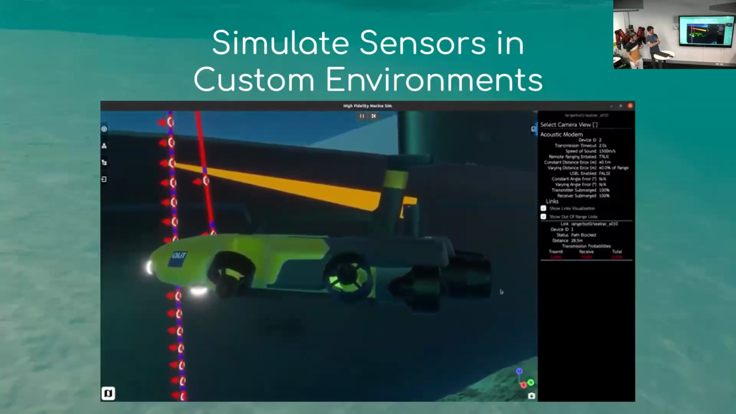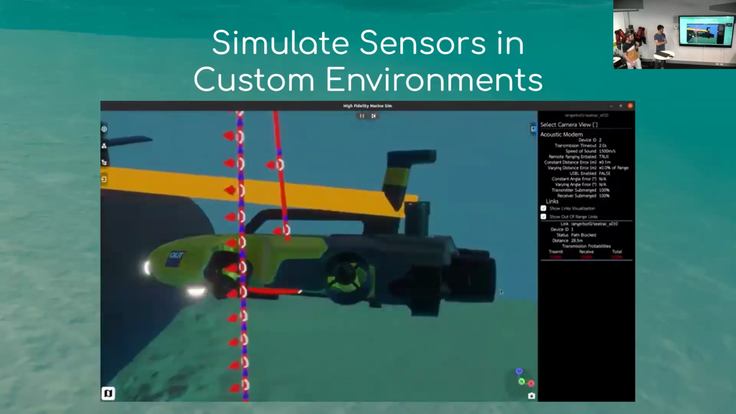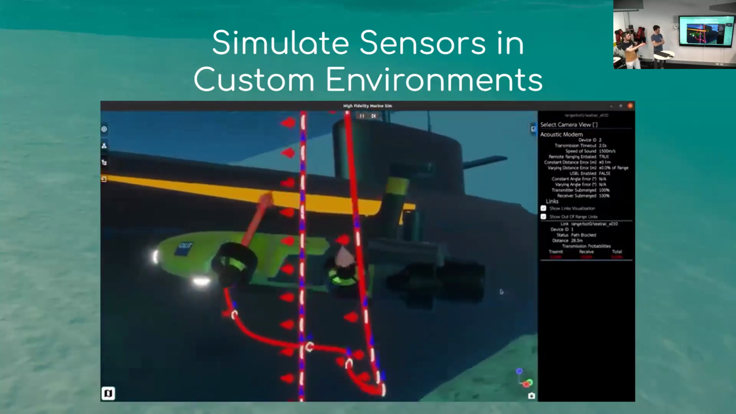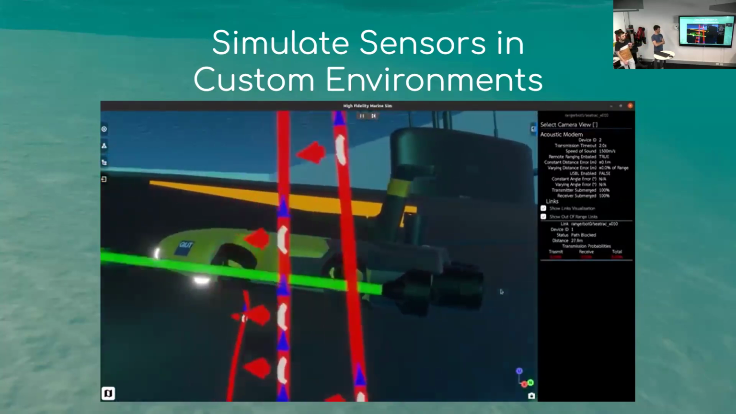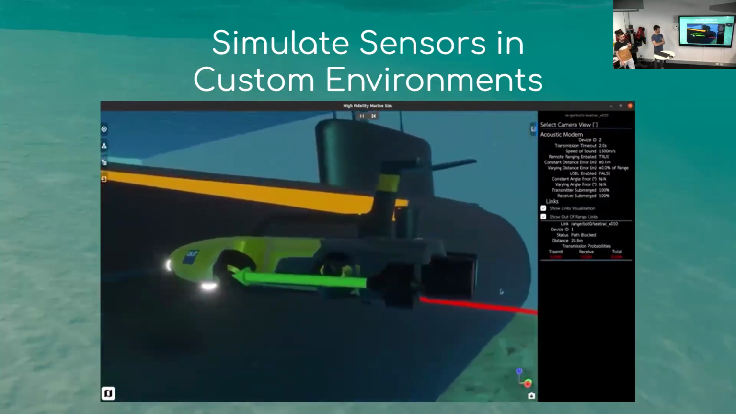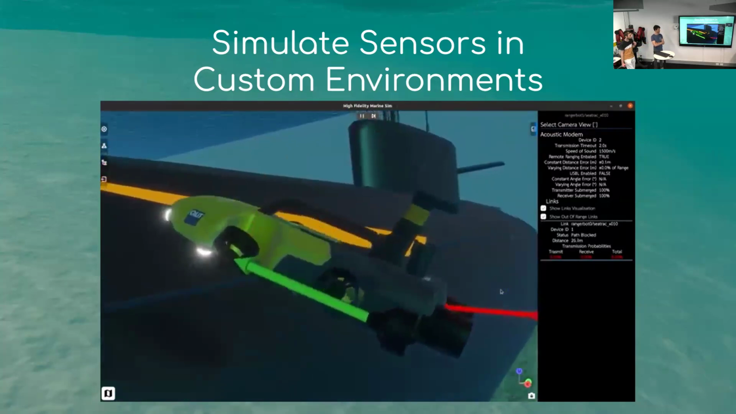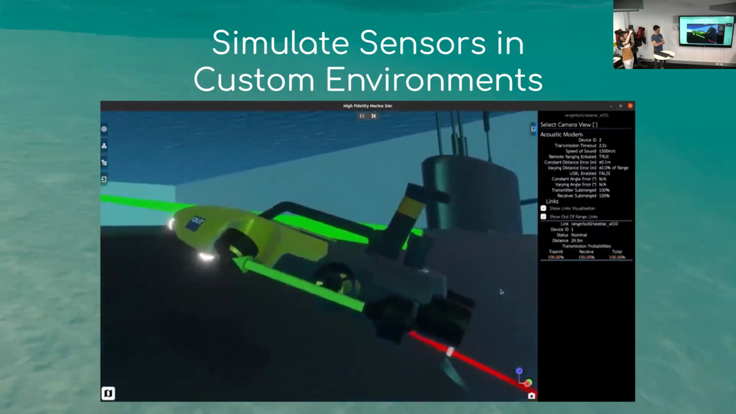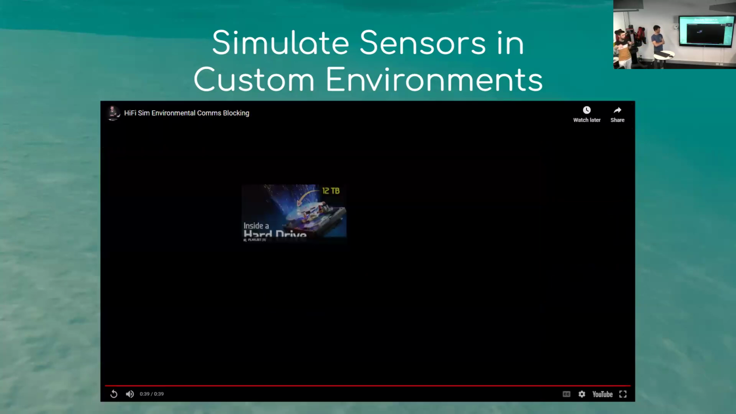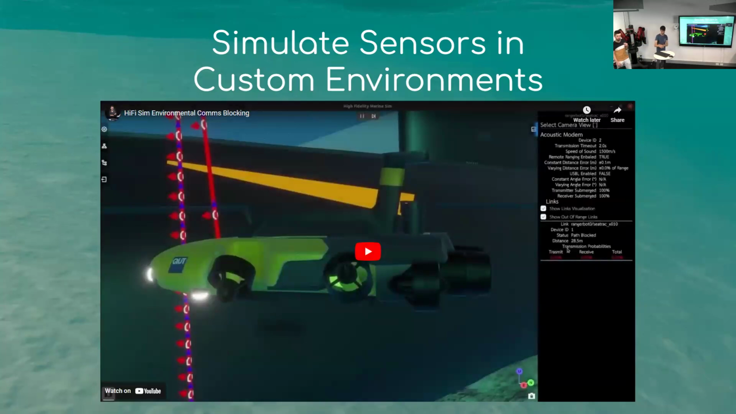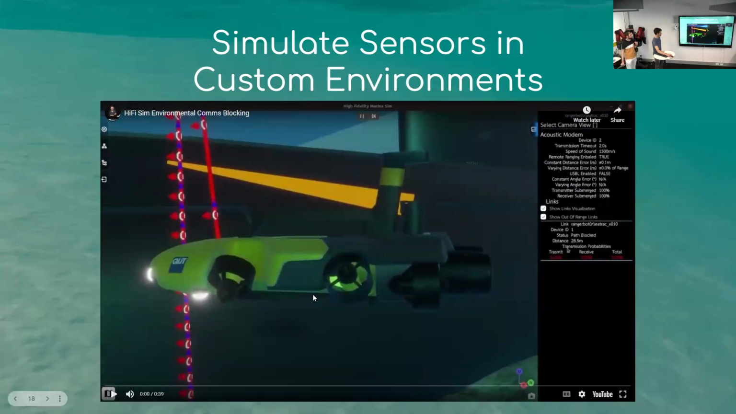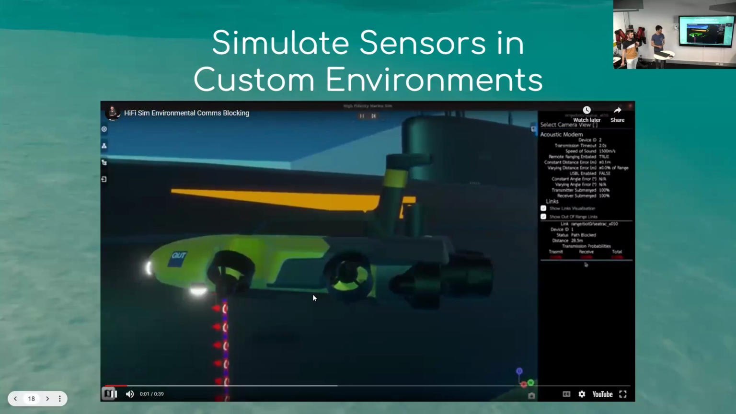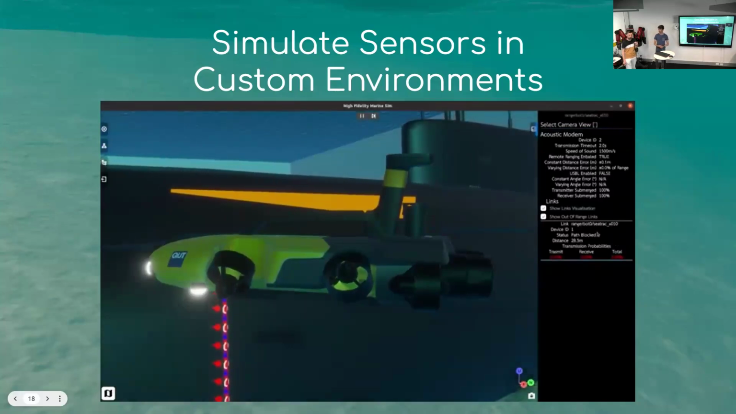Here, this is just a demonstration of when you add physics objects to the scene, you can go crazy, add whatever you want. We added a submarine. This is testing the acoustic communications and seeing how objects block communications and how we deal with that. So it's just nice to be able to move around the physics objects however you want in a simulator.